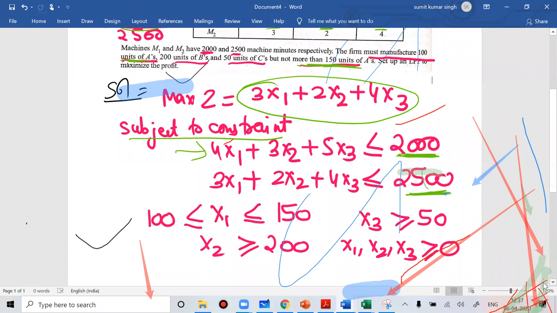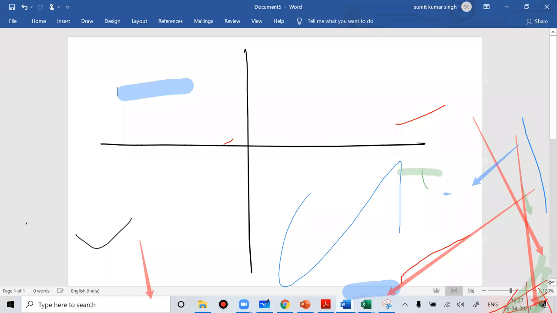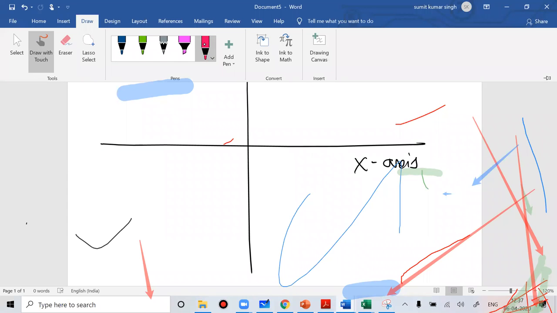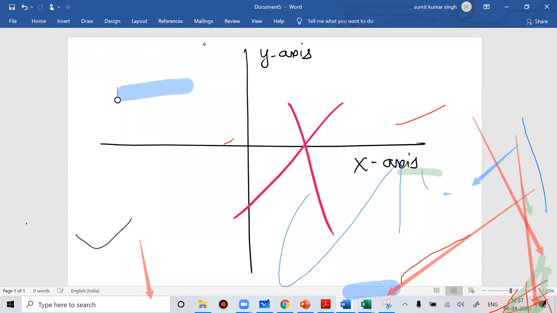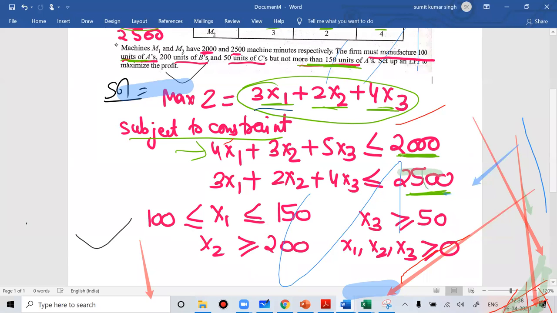Here, because three variables are there, you cannot use the graphical method. In the graphical method, we draw an x-axis and a y-axis, and then by drawing the graph, we solve it. So for the graphical method, there should be two variables. Now here three variables are there, so you cannot solve it by the graphical method. I'll teach you how to solve this problem using the simplex method, and how to get the values of x1, x2, x3. But right now, learn how to write the equation.